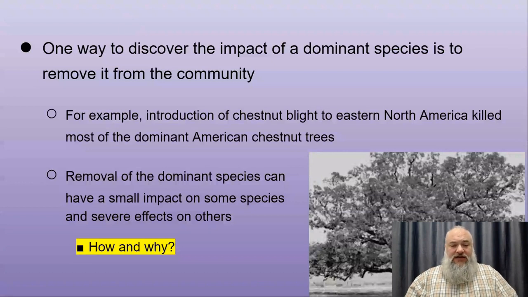Removal of the dominant species can have a small impact on some species and severe impacts on others. Like, when we got rid of all those chestnuts, other trees in those forests, the oaks, the maples and things, benefited because they didn't have the competition. They got more of them, whereas it didn't seem to affect the mammals too much in those areas, but it did affect some moths and birds and things that relied on the chestnut trees.